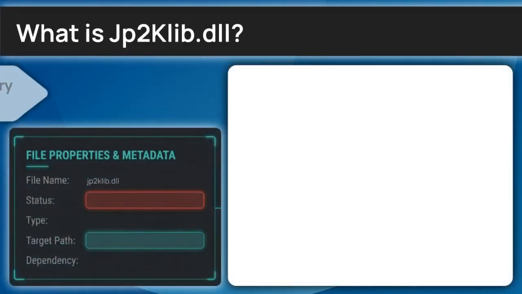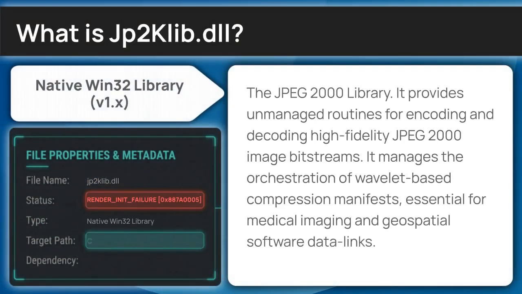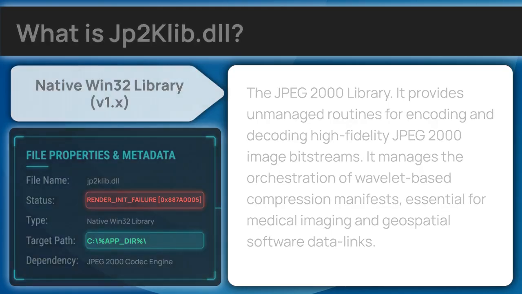This is the jp2klib, the JPEG 2000 library. It provides unmanaged routines for encoding and decoding high-fidelity JPEG 2000 image bitstreams. It manages the orchestration of wavelet-based compression manifests, essential for medical imaging and geospatial software data links. Now that we've covered what the file does, let's jump into our first fix.